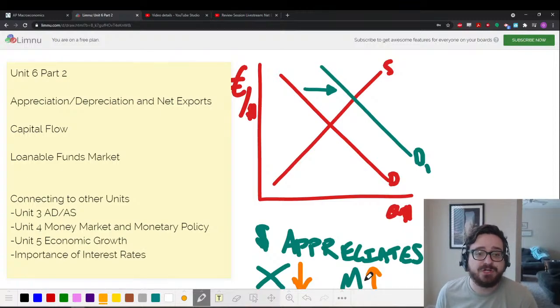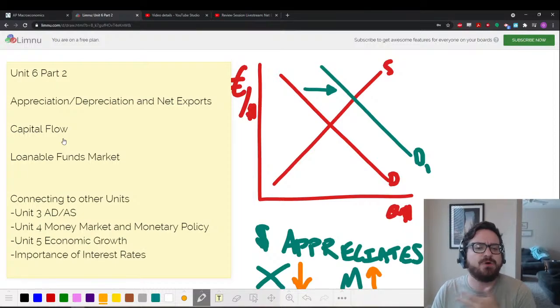Because when we're buying a bunch of goods from other countries, money is leaving. It's going to those other countries. And if we're exporting less, not a lot of money is coming back. So you're going to have less money in your economy when this is going on, and that gets you to what is called capital flow. Now, capital flow just refers to the flow of that money.